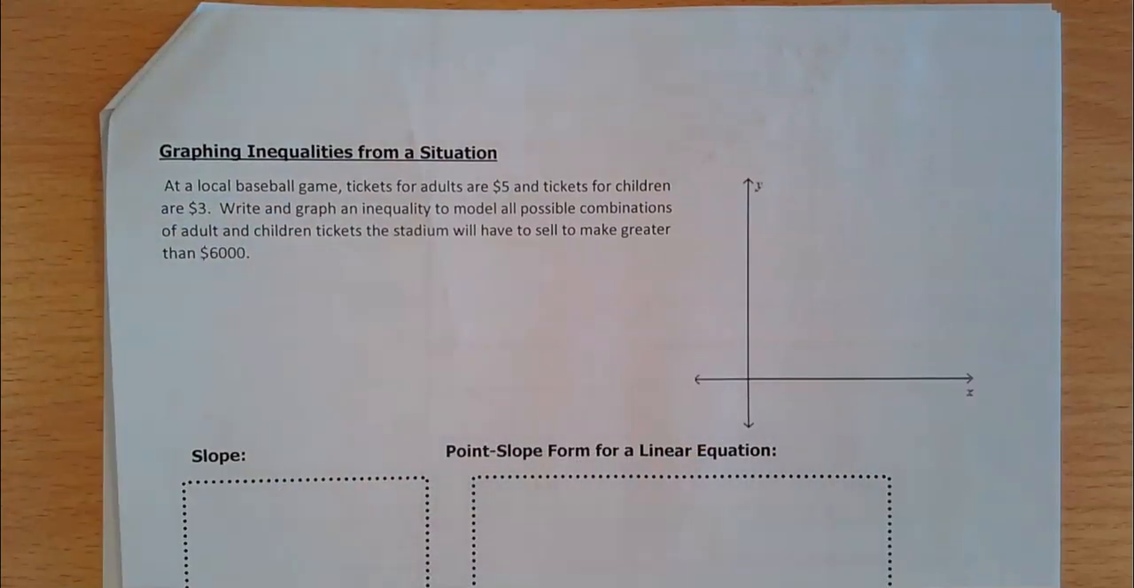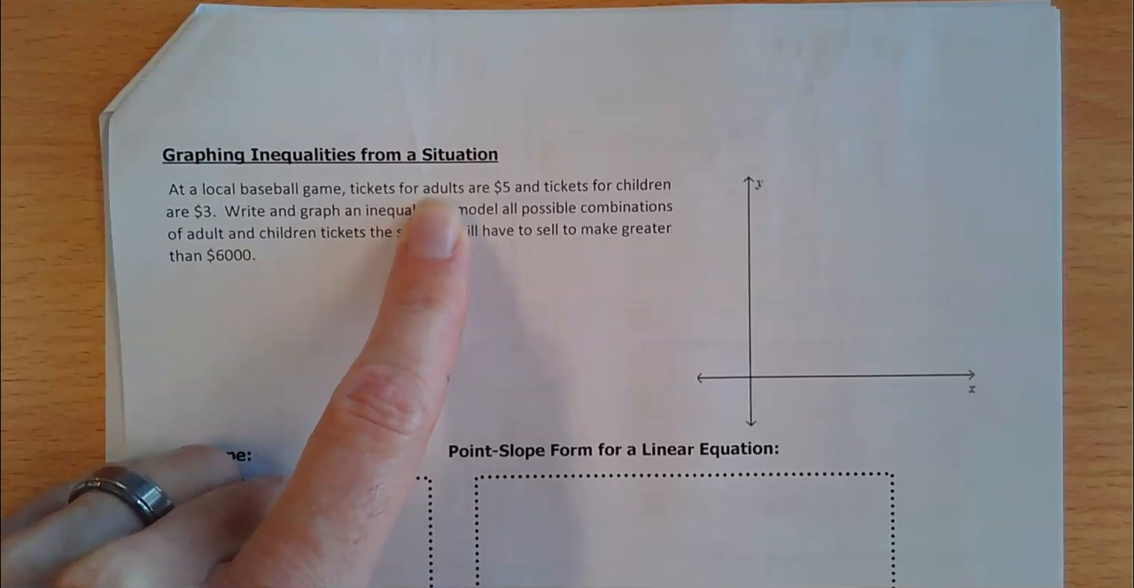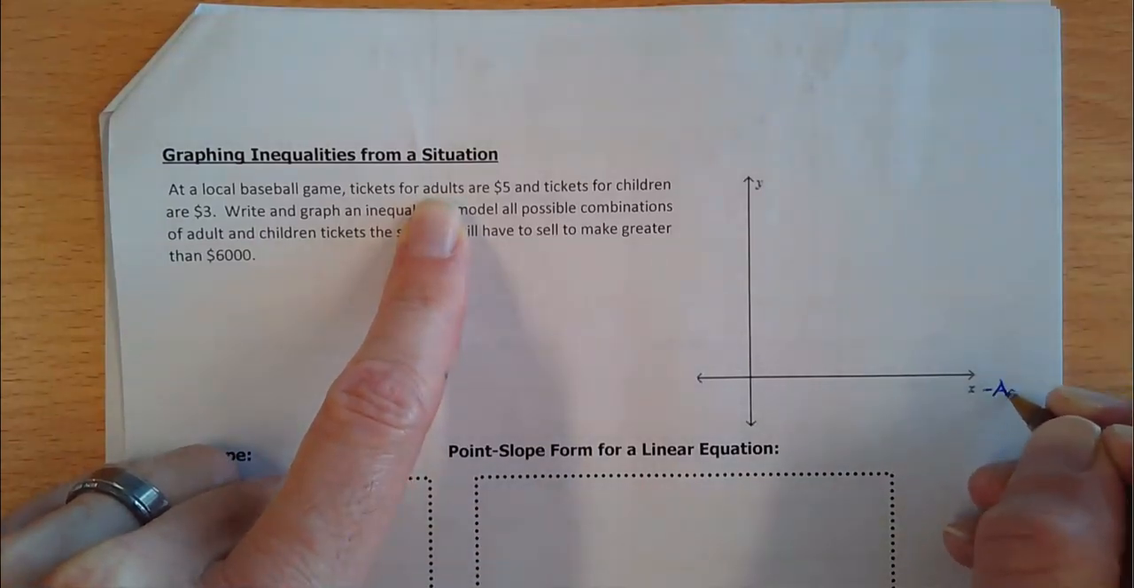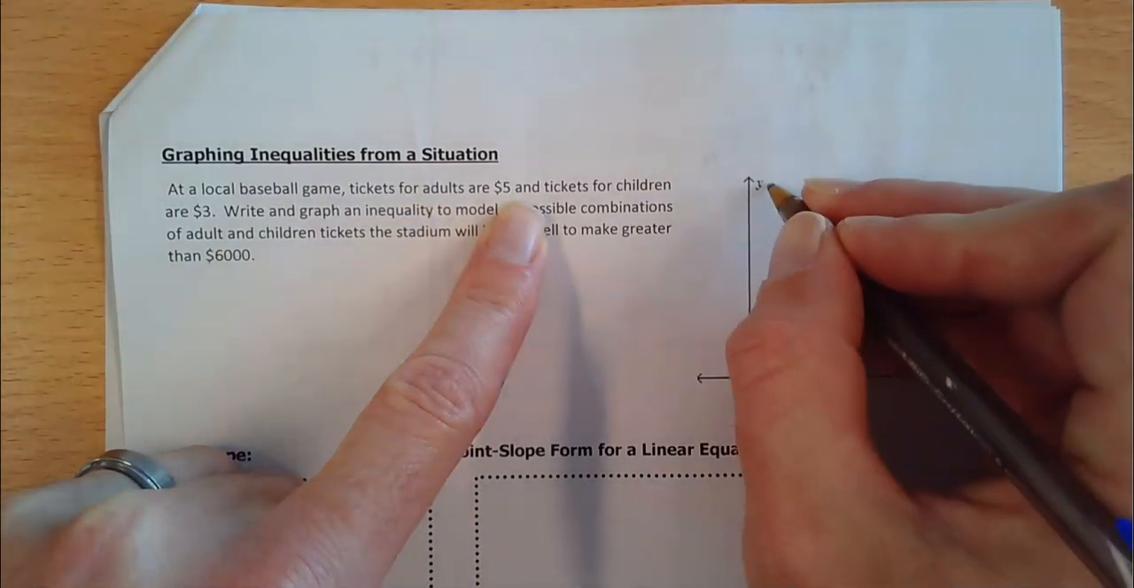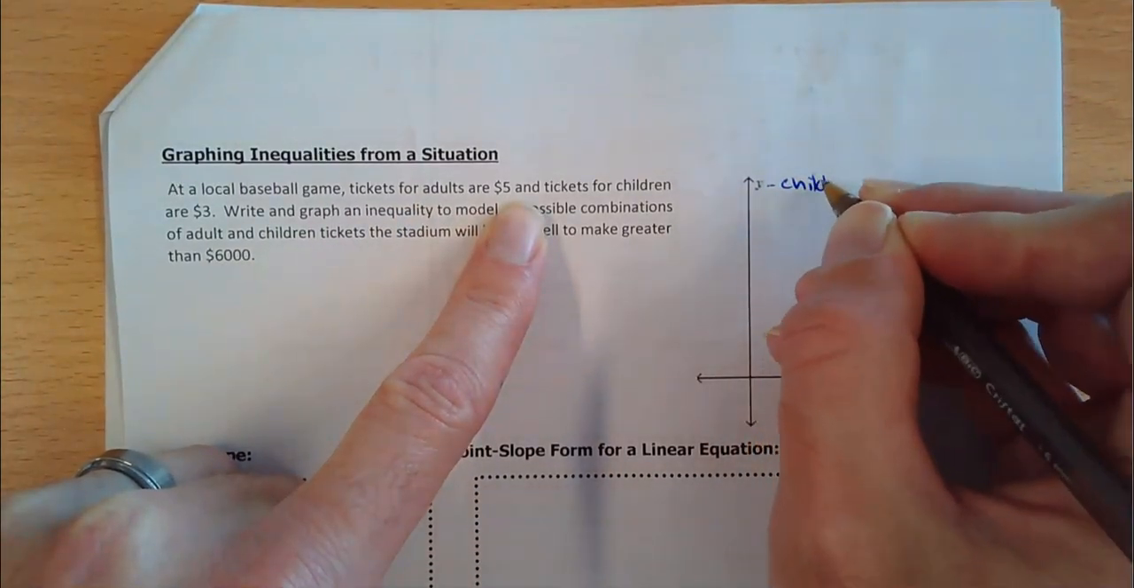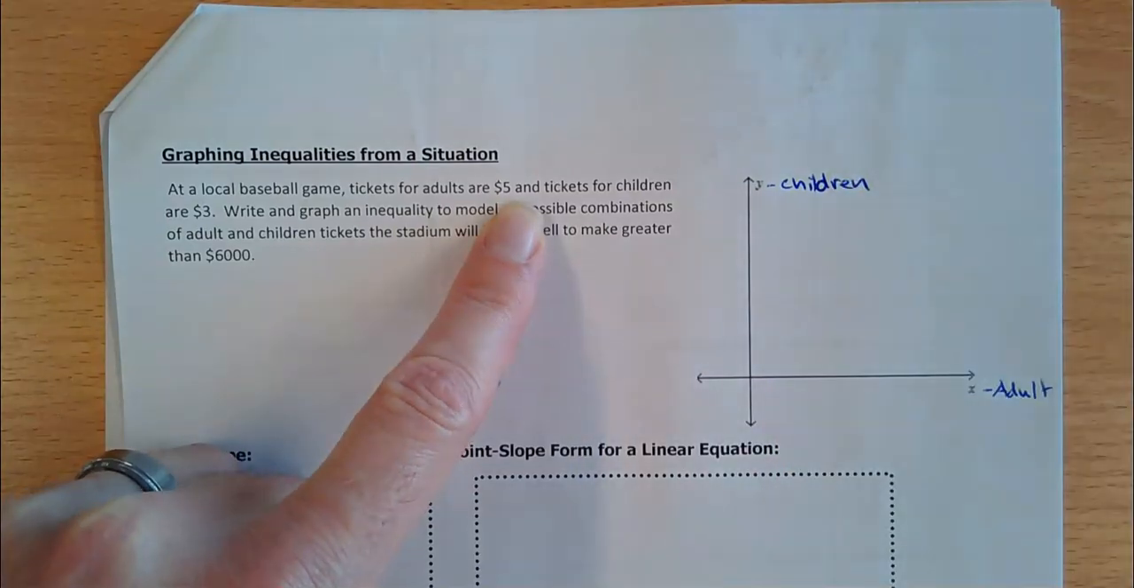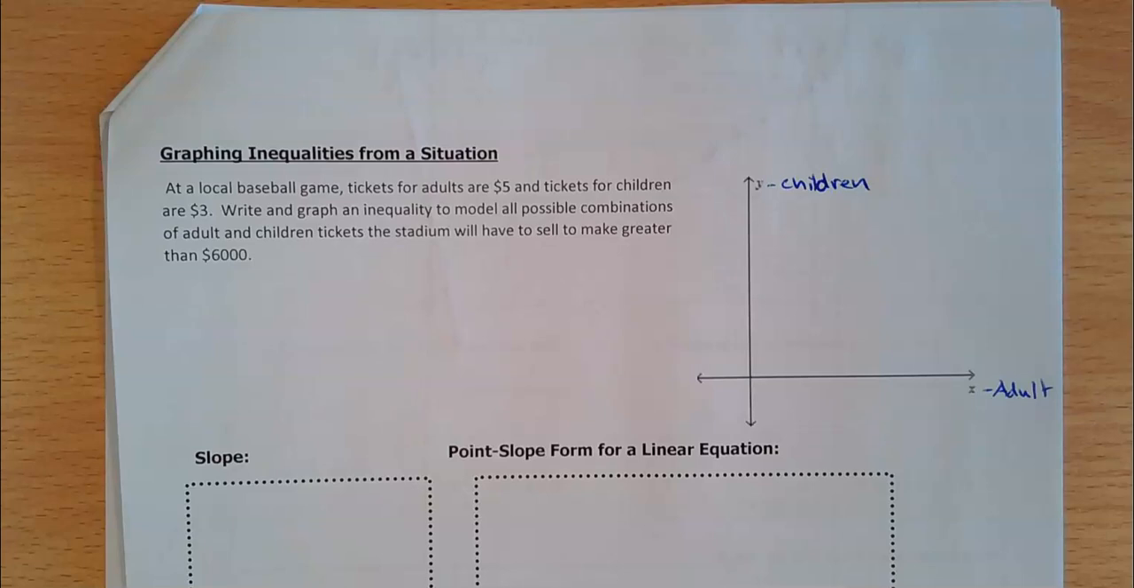So a local baseball game, adult tickets are $5 and children's are $3. We want to know what combinations of number of tickets we need to sell so that we bring in more than $6,000. Okay, so first off, we kind of need to make a decision. What do we want to call X and what do we want to call Y? So maybe since they did adults first, let's call that X. So I want to say the X-axis represents the adult tickets, and the Y-axis represents the children's tickets. Okay, so X represents the number of adult tickets, and then Y represents the number of children's tickets.